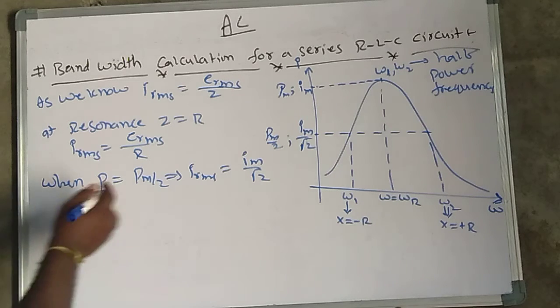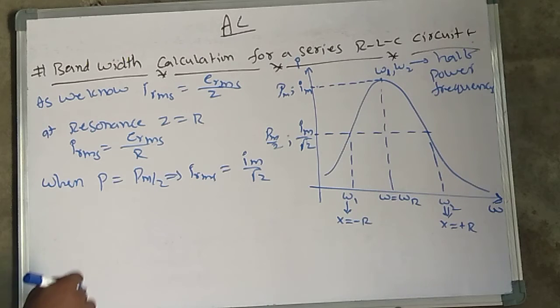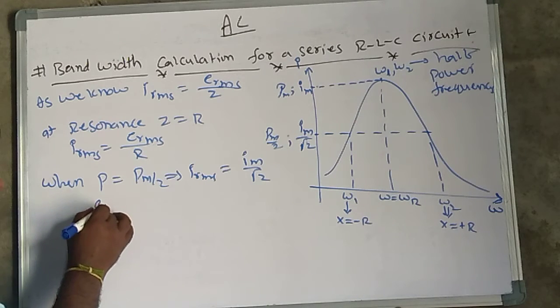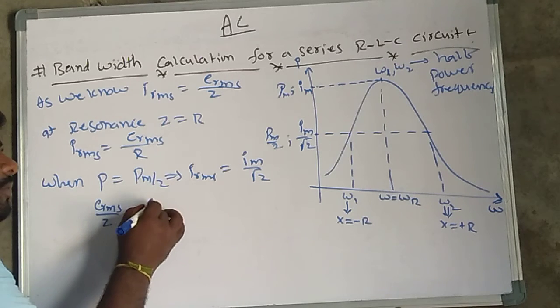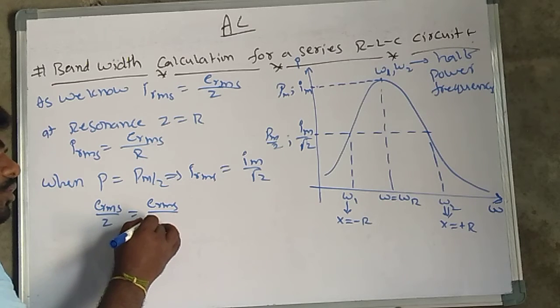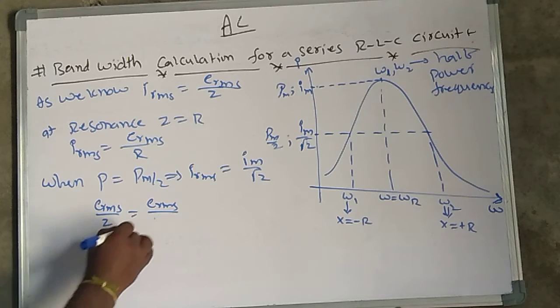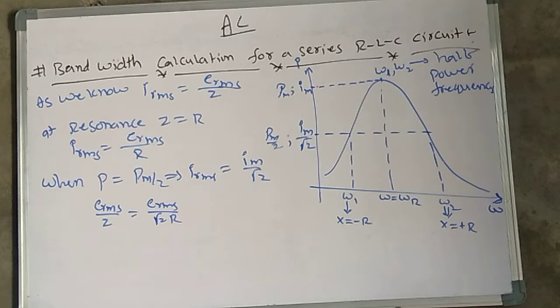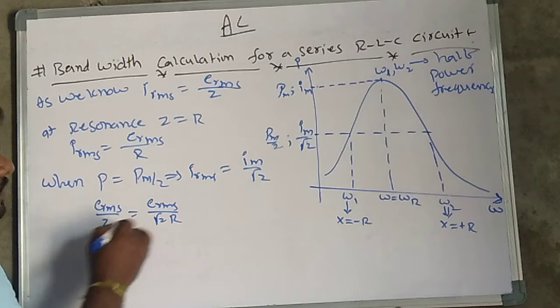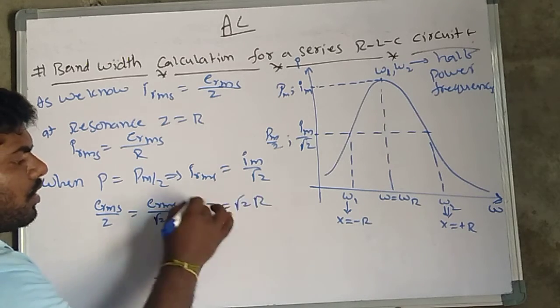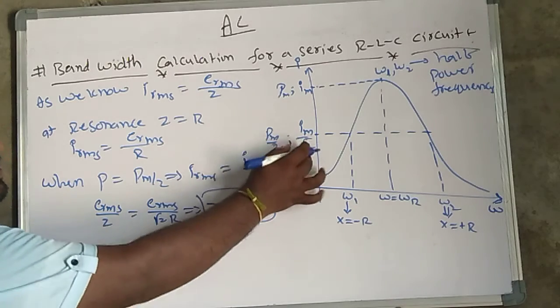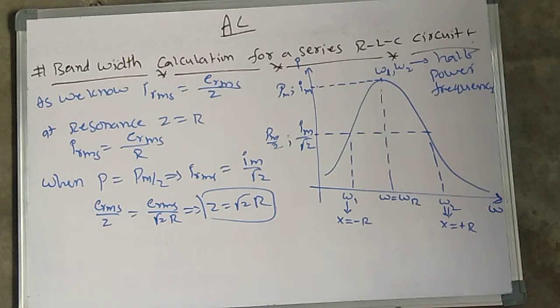In this situation, I RMS is equal to E RMS divided by impedance, which equals E RMS divided by root 2 into R. So E RMS gets cancelled, and from this the impedance is equal to root 2 into R.